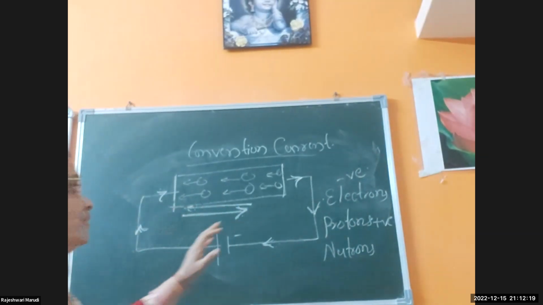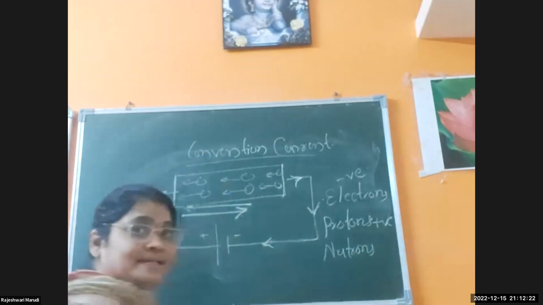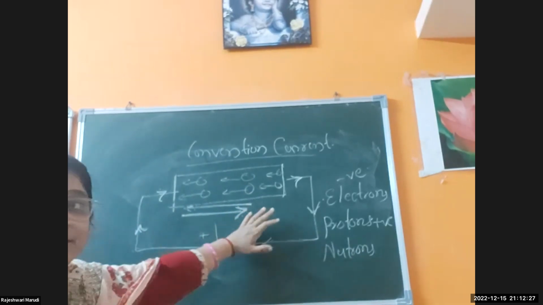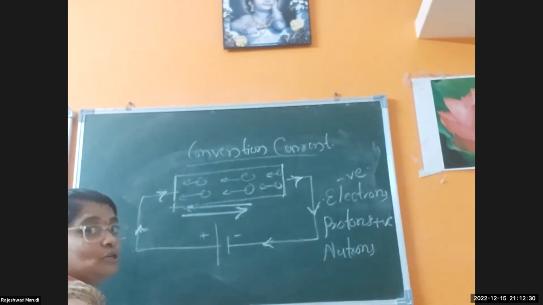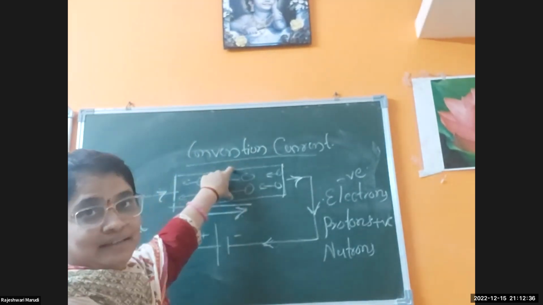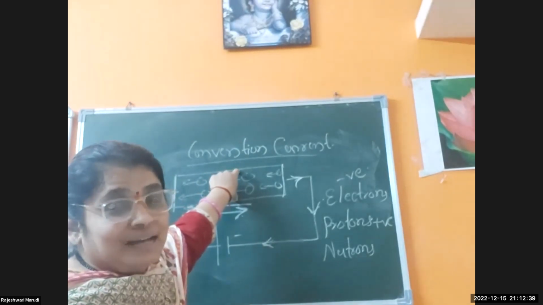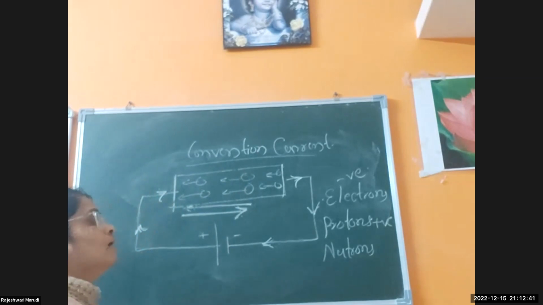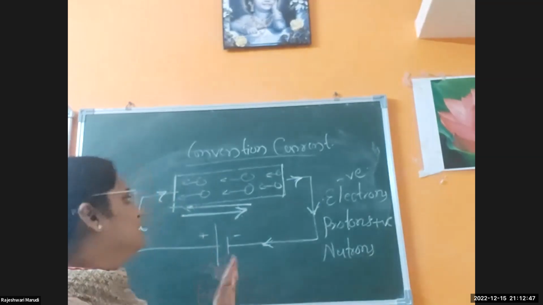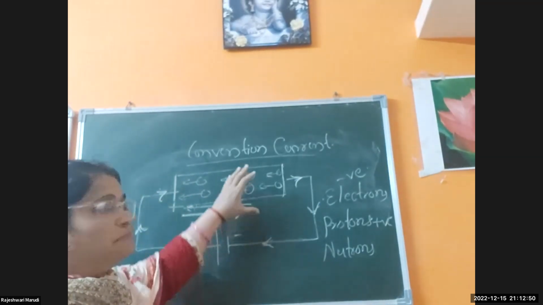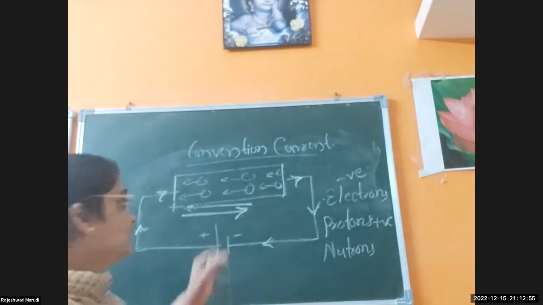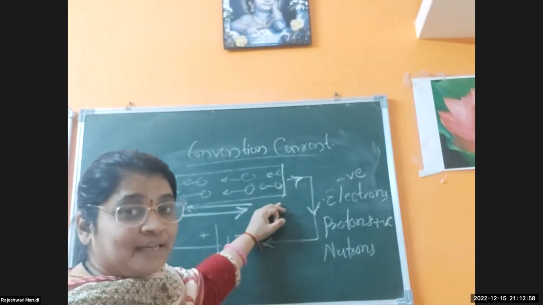So before discovering the electrons and protons, the scientists assumed that whatever electric current flows in a conductor is due to the positive charges which are present in the conductor. They did not know about electrons, protons, and neutrons. They thought the positive charges must be present in the conductor, and these positive charges are able to carry a current.